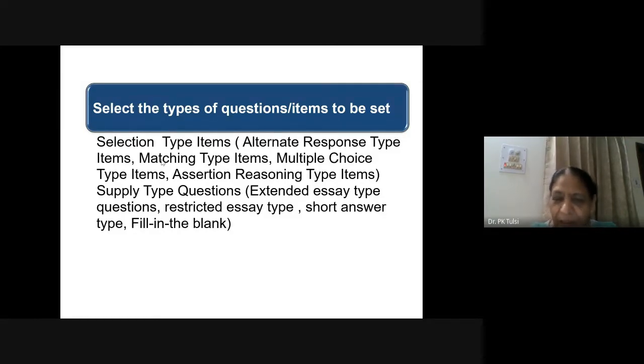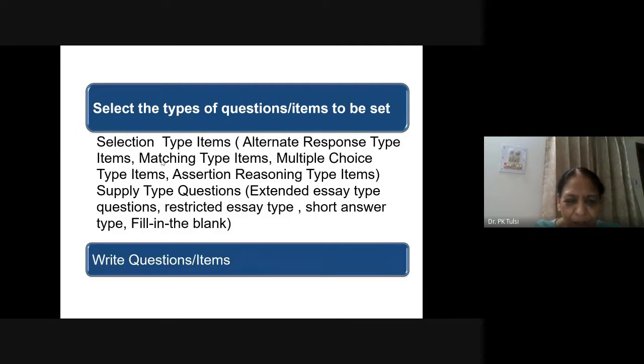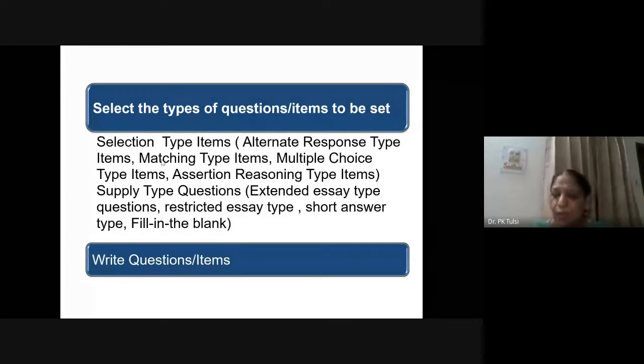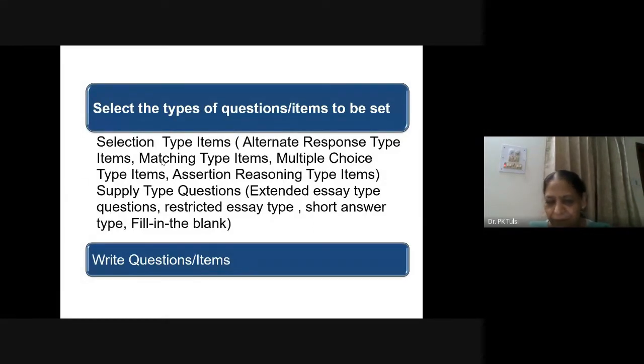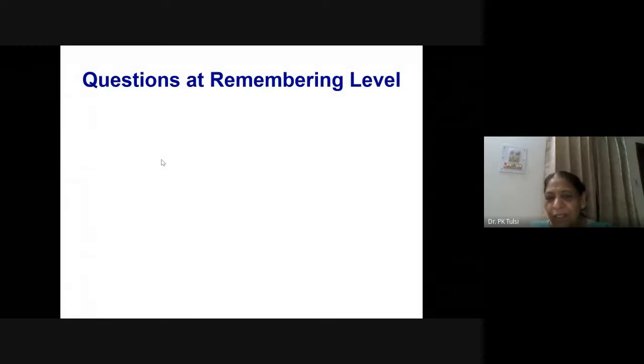So once they submit that answer script, then they will go for the supply type questions, right? So it is whether your university allows that or not. Once you have taken a decision, then you start writing questions and items depending upon the format which you have selected. Now here I am only giving you a few examples, directly translating the questions from the learning outcomes.